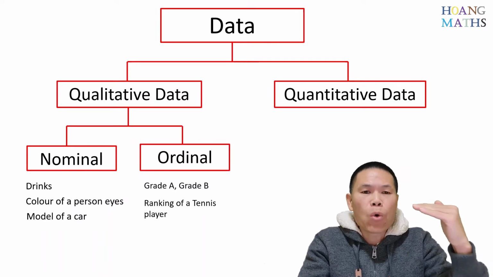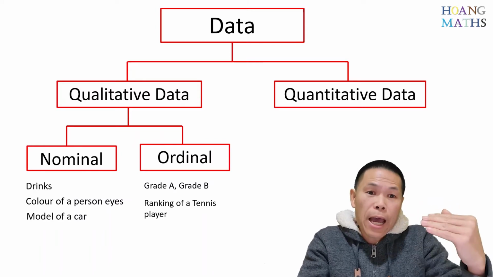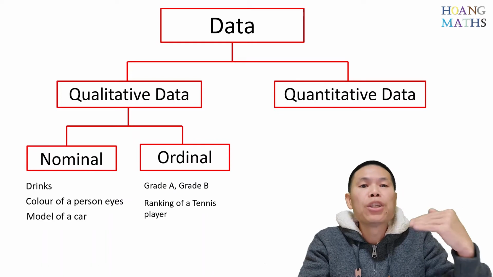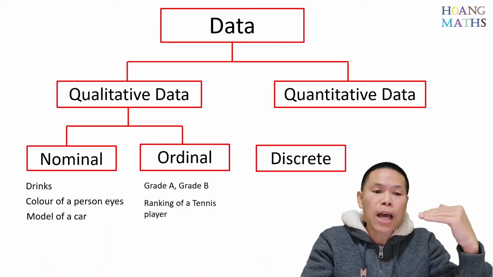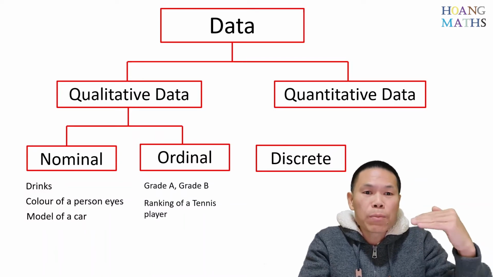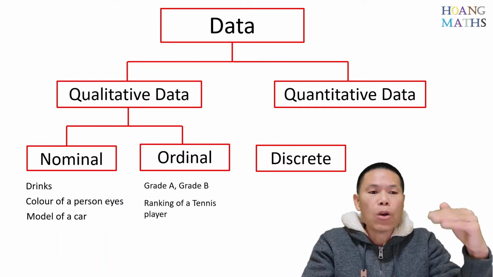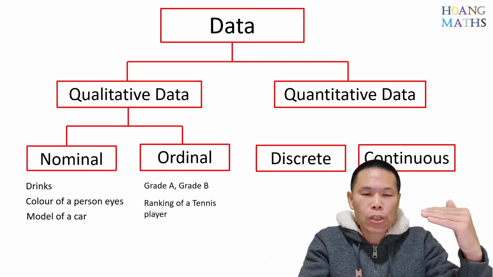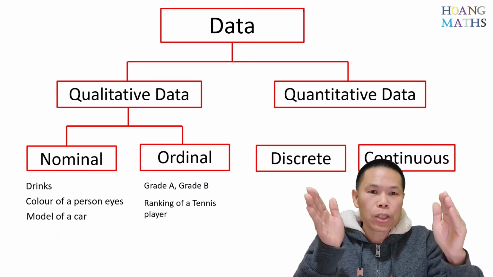Now let's have a look at quantitative data. Quantitative data is the data that involves numbers because it's numerical data, if you like. Within quantitative data, we have discrete, which means whole number. Okay, the data that has whole numbers only. Or it can be continuous. Continuous means you have decimals. Anything that is measurable is continuous.